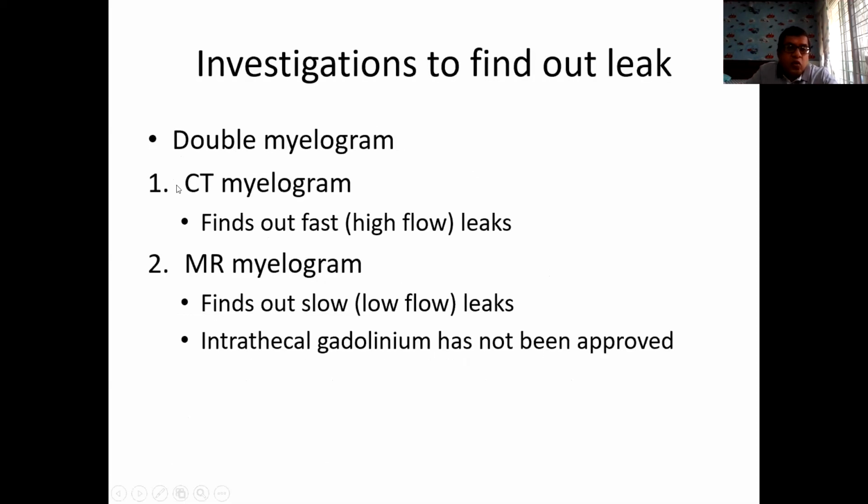And the best way actually is to do a double myelogram of this patient. So you give some IV fluids, you remove CSF, and then you put both CT contrast dye as well as MR contrast dye in one go, and then image the patient. Initially CT is done. This will find the fast or high-flow leaks, and then you could do an MR, and MR can find slow or low-flow leaks.